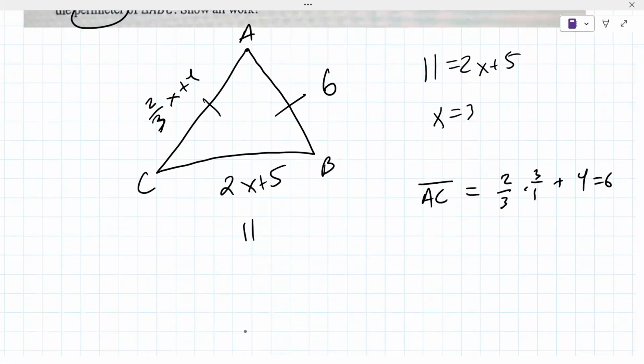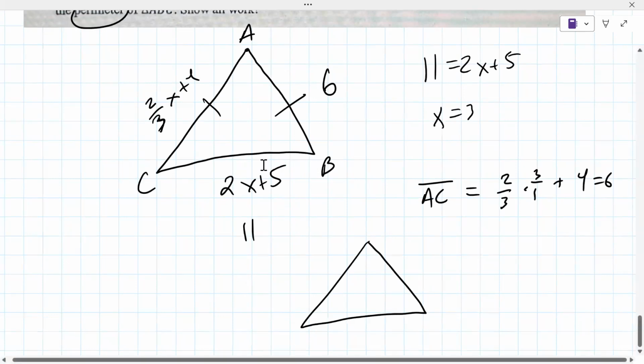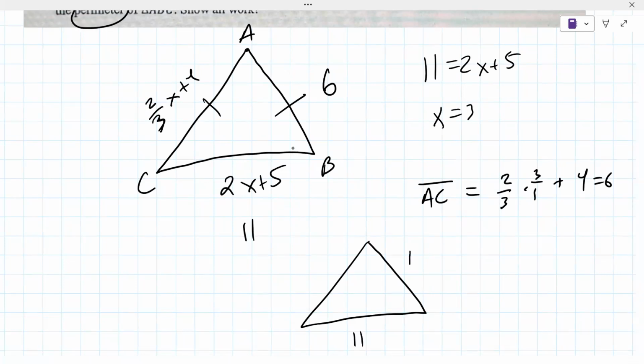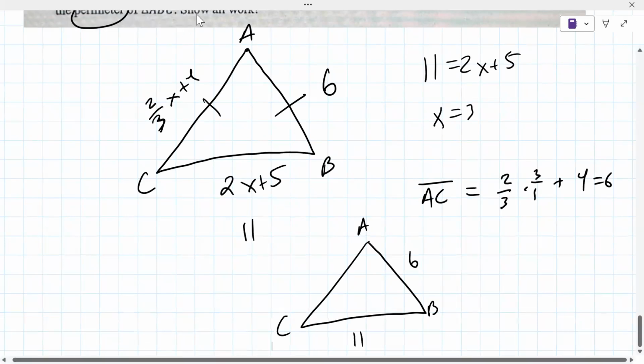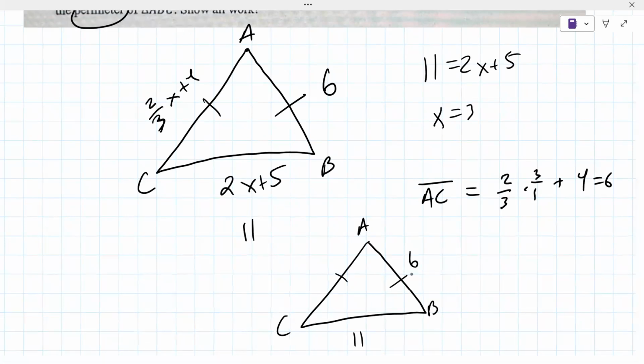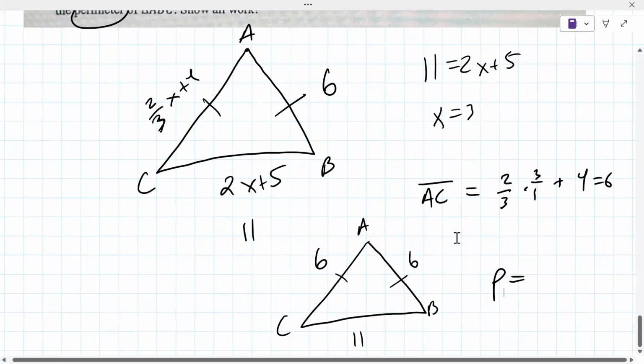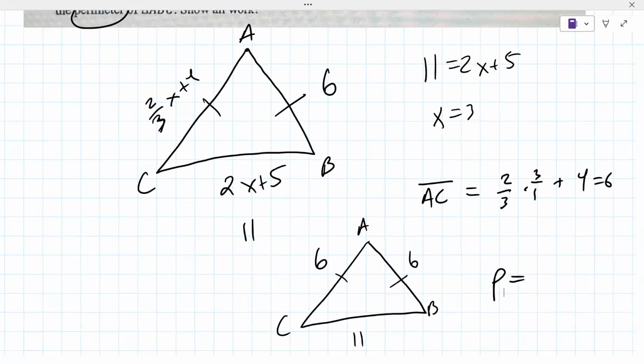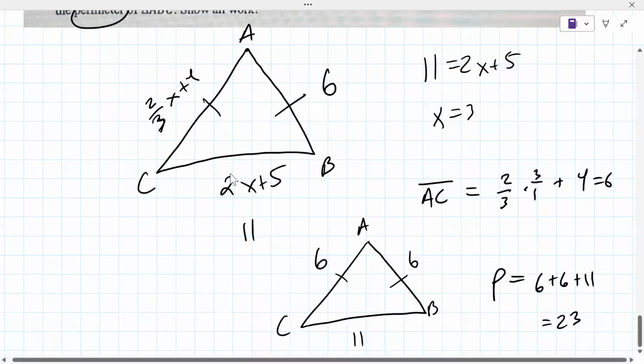Sometimes it helps to redraw the triangle with just the lengths. What was the length C to B? 11. Yes. And you said that was 6. So what's the length from A to C? Six as well. Okay. So what is the perimeter? 23. Okay, very good. Any questions on that? No, doing okay. Good.